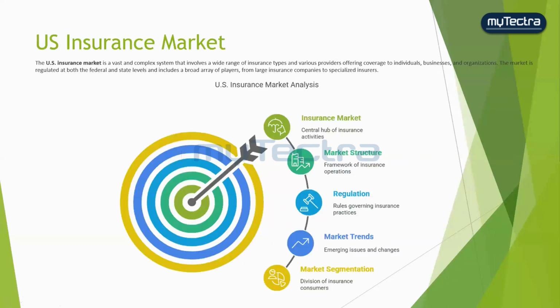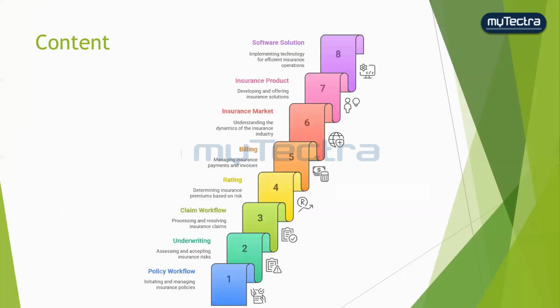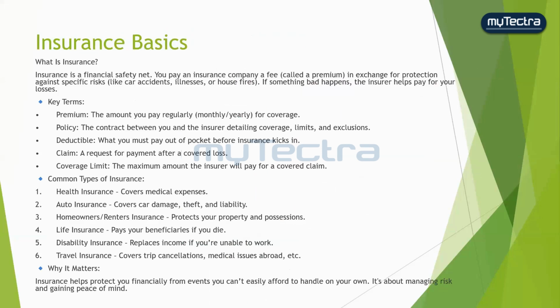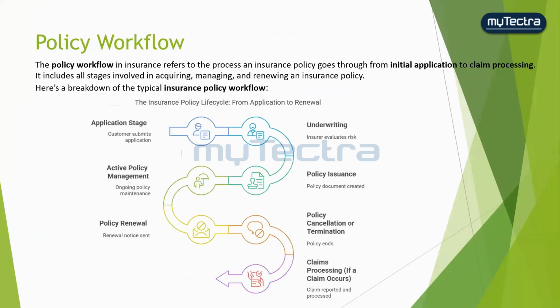So till yesterday, just to summarize on a very high level, we discussed insurance basics, covering the common terms like premium, policy, deductible, claims, and coverages. We also touched upon some of the types of insurance, like health insurance, auto insurance, homeowners, renters, life insurance, disability, and travel. We went through some examples which show the insurance basics.